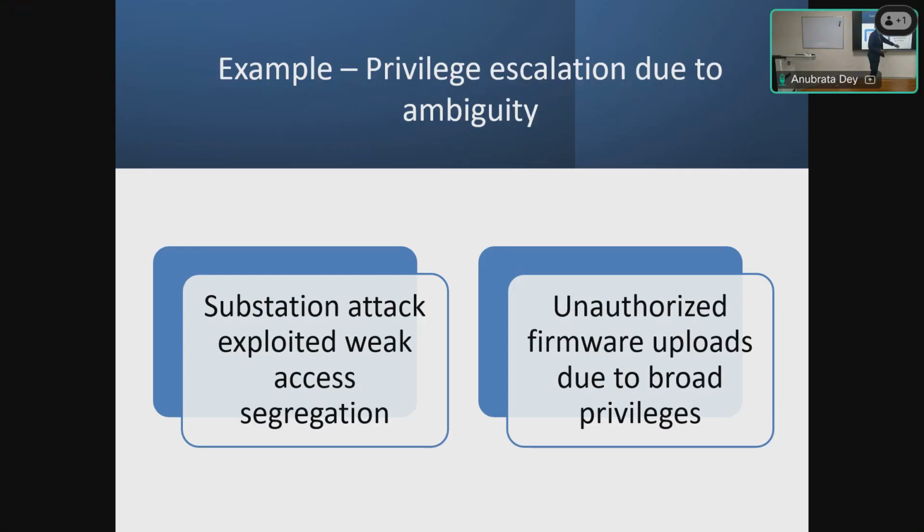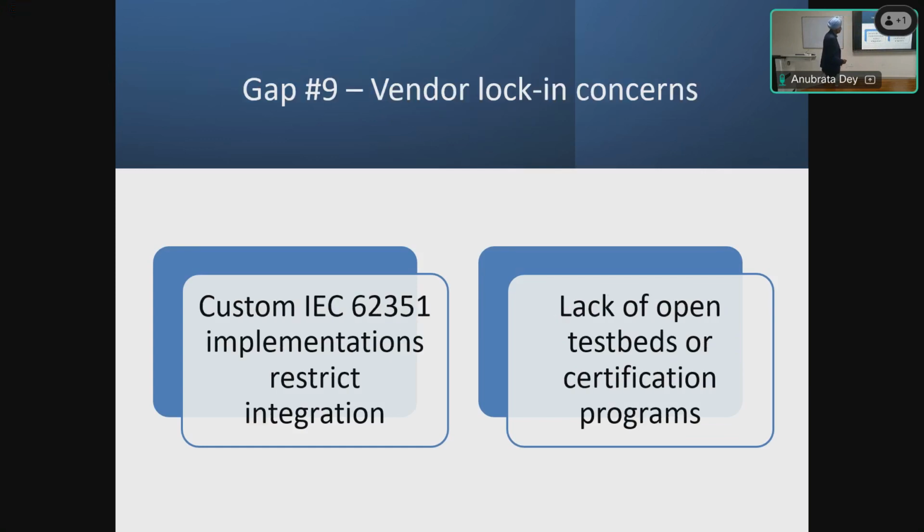Codes, due to broad privilege, right? Because everybody has a privilege, so they could update the firmware in a device, right? So that's the gap. So gap number 9 is the vendor lock-in concerns. Okay, there is very little test bed or certification program, right? So that's again a concern.